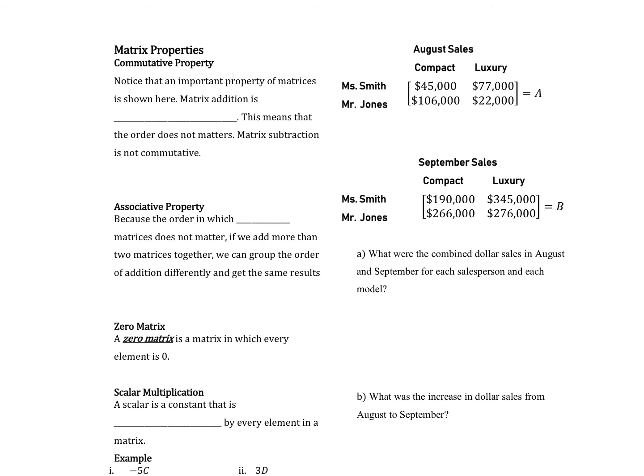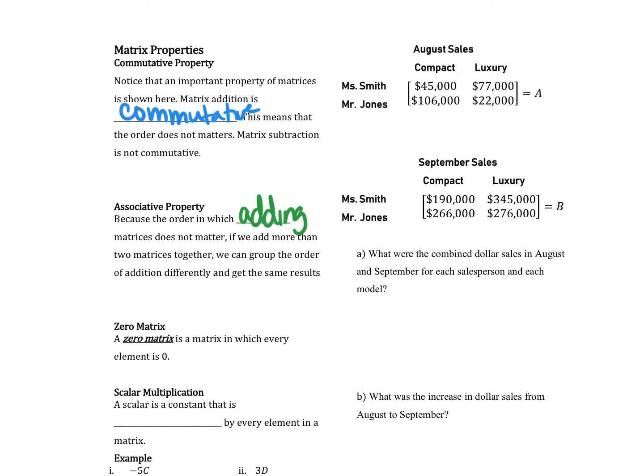So we just talked about this. Notice that an important property of matrices is shown here. Matrix addition is commutative. This means that the order does not matter. Matrix subtraction is not commutative. Next thing, the associative property. The order in which we add matrices does not matter.